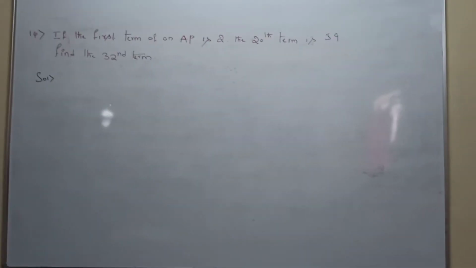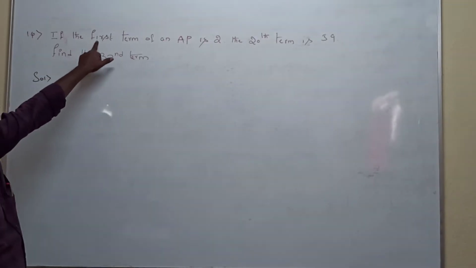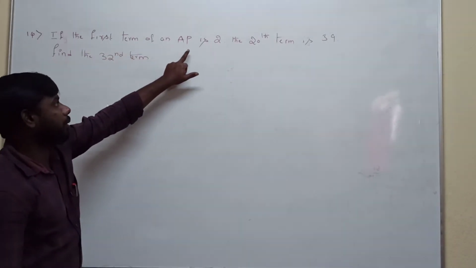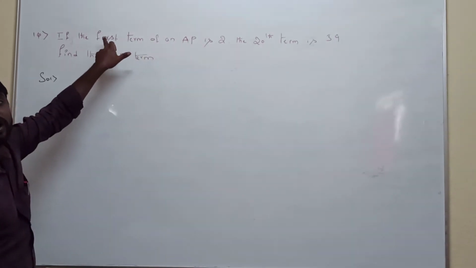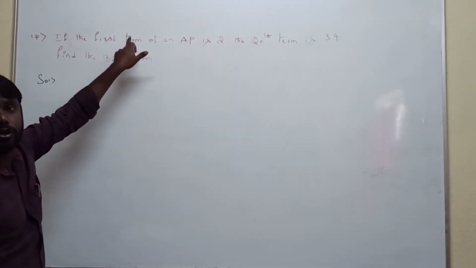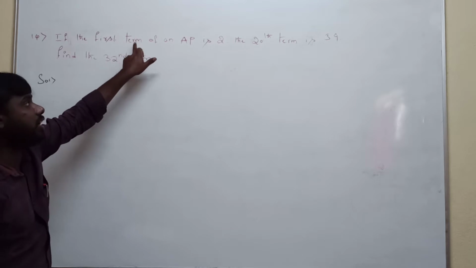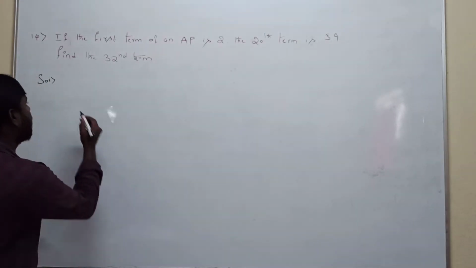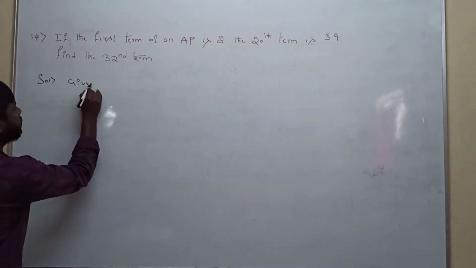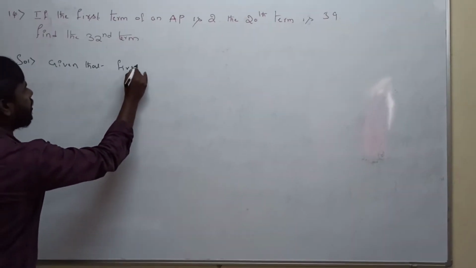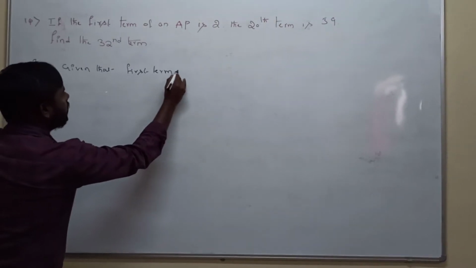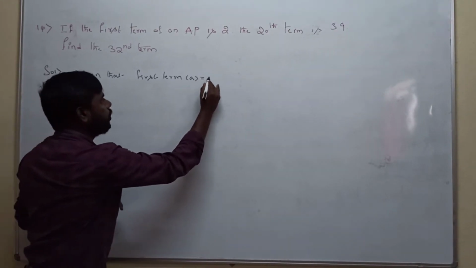Before 13 questions is over, now we will be explaining 14 questions. What are they given? If the first term of an arithmetic progression is 2. So what is given? First term. First term is denoted by small a. The given value is a is equal to 2.